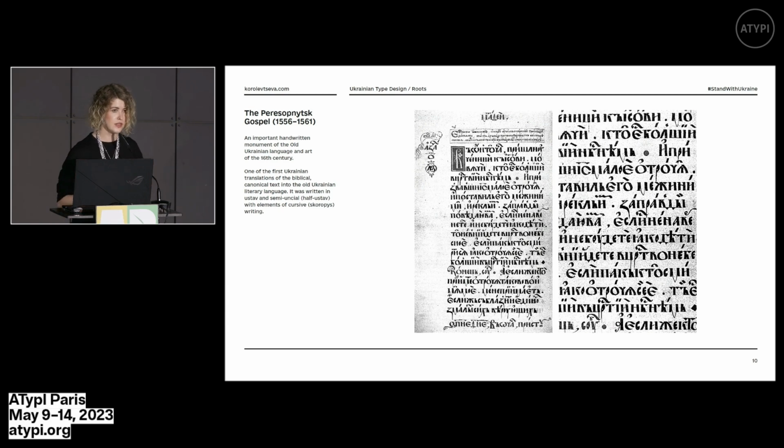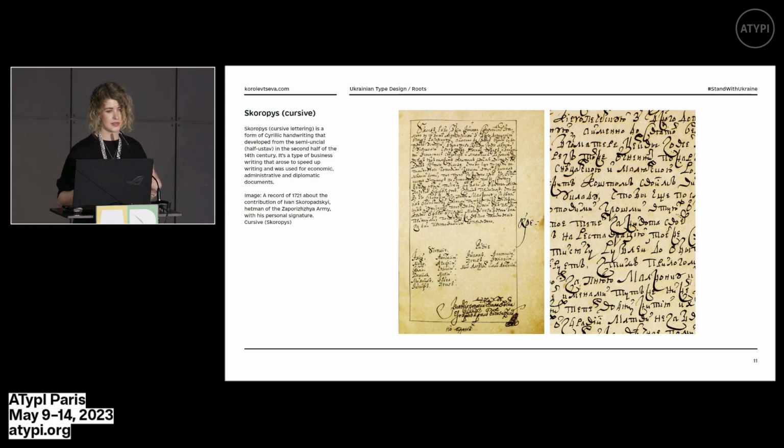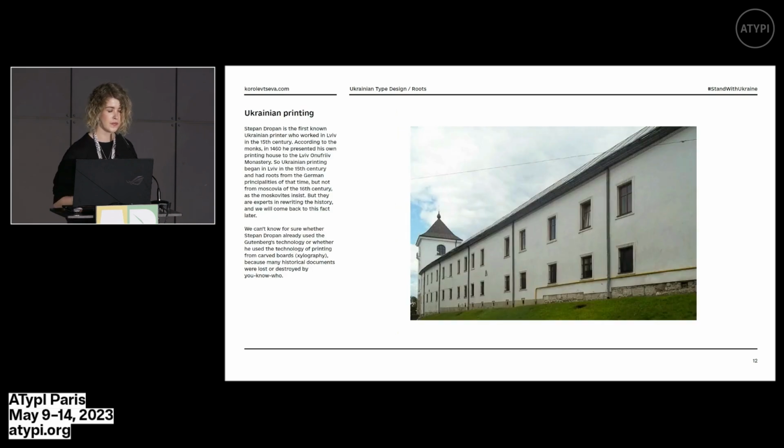Our cursive writing is called skoropys. It's handwriting, like cursive lettering, which developed from half Uncial in the second part of the 14th century to speed up the writing. On the left and on the right, you can see an example of the contribution of Ivan Skoropadsky, hetman of the Zaporizhia army, with his personal signature in cursive, in skoropys.